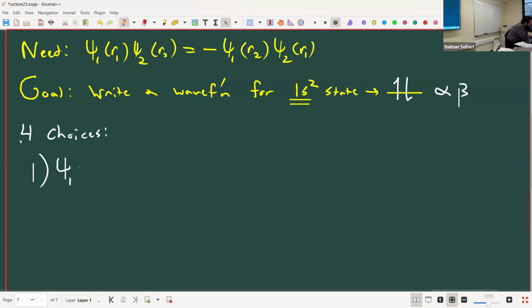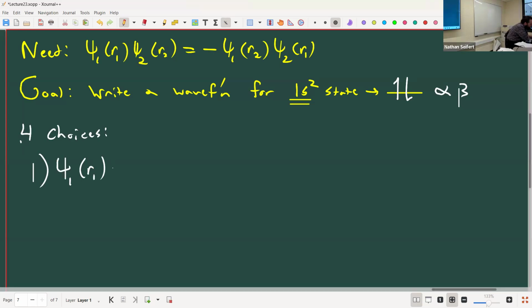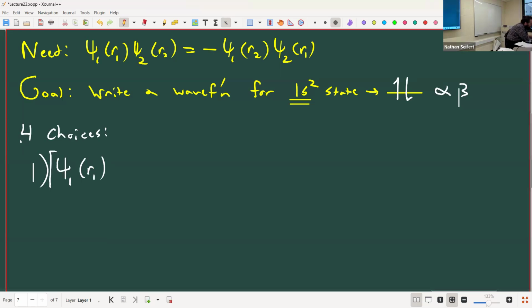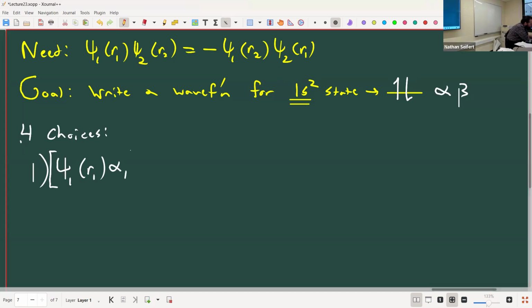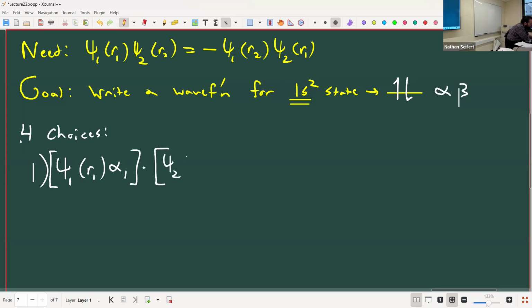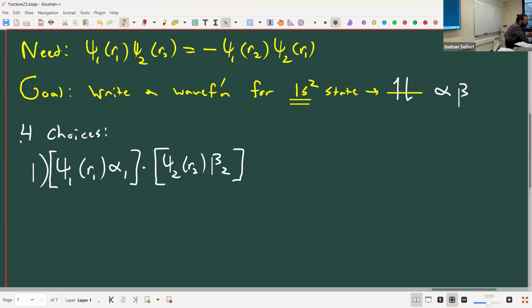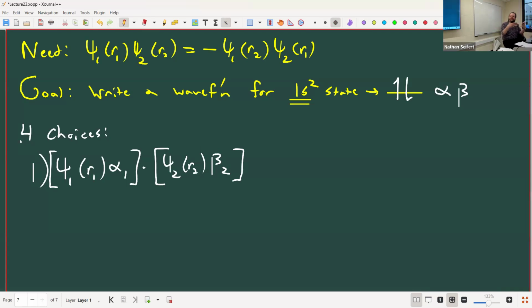One is psi1(R1) alpha 1 times psi2(R2) alpha 2. No, let's write it beta 2 instead. Right, so that's one of them. Okay, so that's one of our options. It's just to multiply everything together.